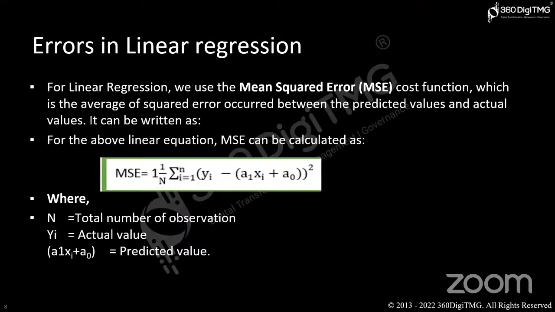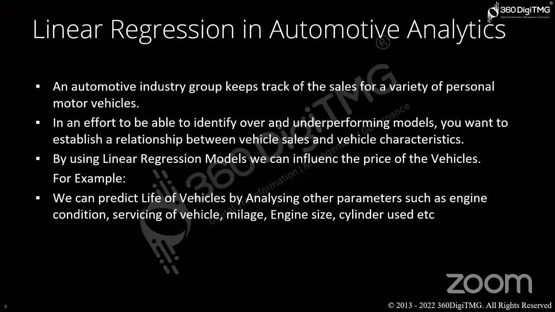Right. Now, how do we use linear regression in automotive analytics? The automotive industry keeps track of sales for a variety of personal motor vehicles. Suppose we have historical data of sales for the last 3 months for a particular product. Based on that, we can predict what the sales of that product will be in the next months.